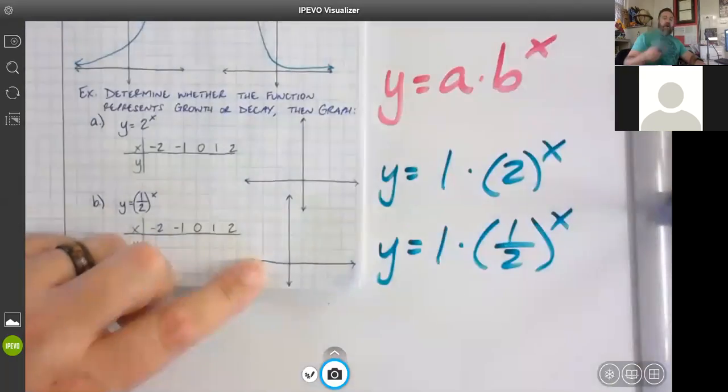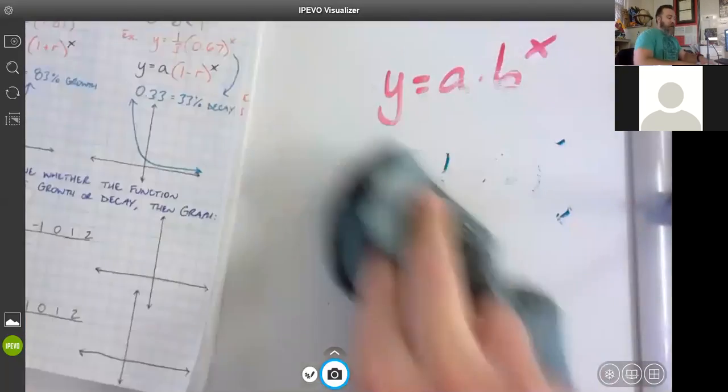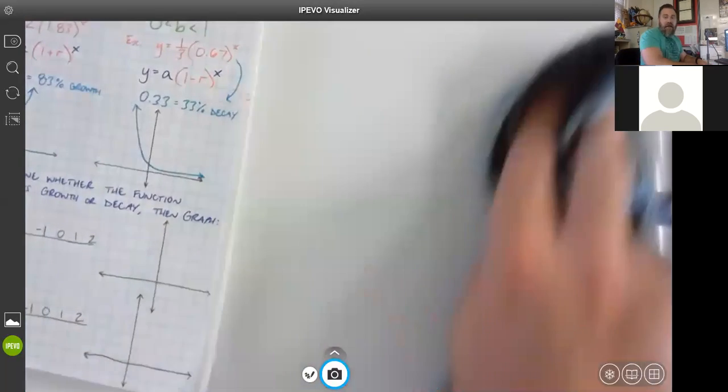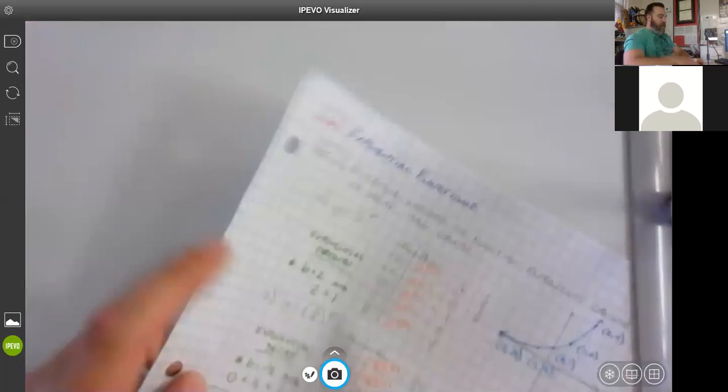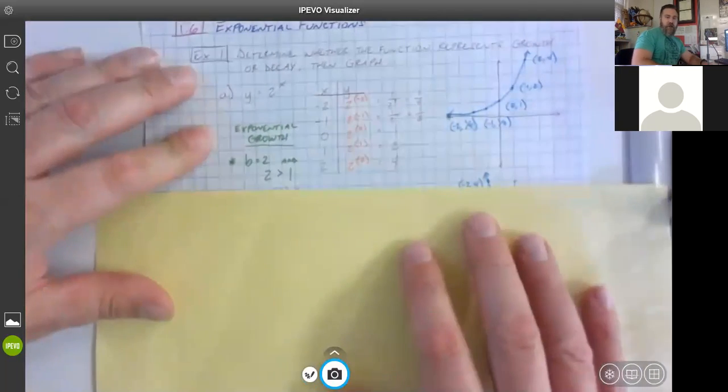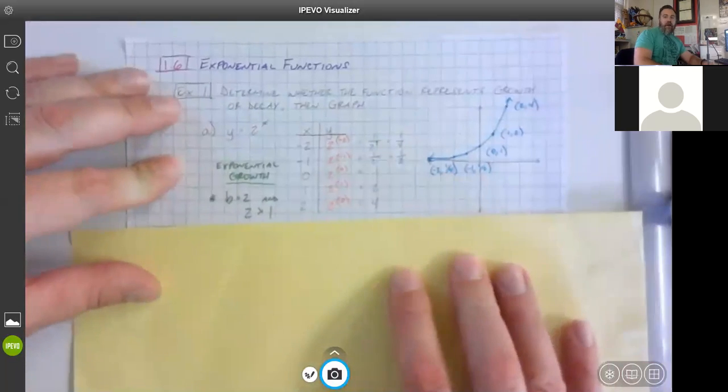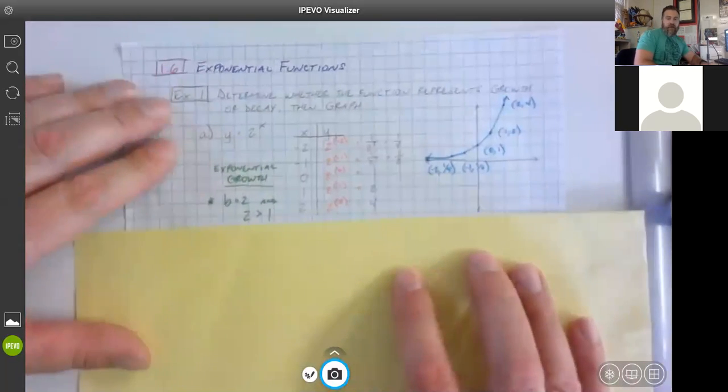Okay, so let's go ahead and jump into these problems. I'm going to show you how to go about graphing them, basically just creating an XY table and describing growth versus decay. So this solution sheet can be found on the Google Classroom as well.